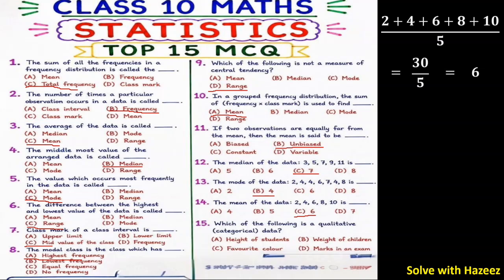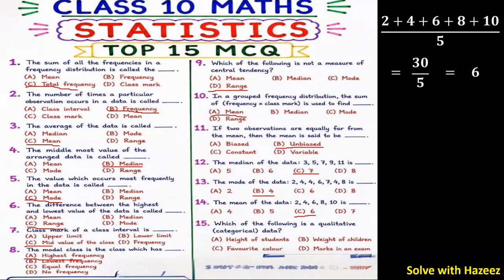So moving up to question number 15. Which of the following is a qualitative or categorical data? Firstly, we have two types of data. We have the quantitative data, then we also have the qualitative data. In one word, quantitative data deals with numbers, while qualitative data deals with the quality of the given data. So let us look at the options. We have A, height of student. We can clearly see that height of student is always given in numbers, so that's not a qualitative data.